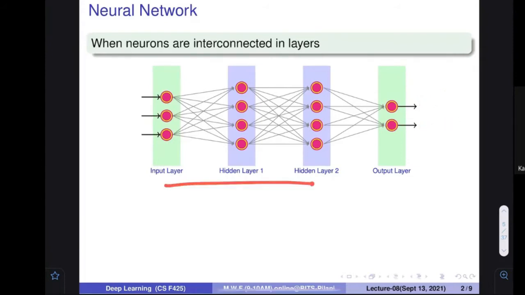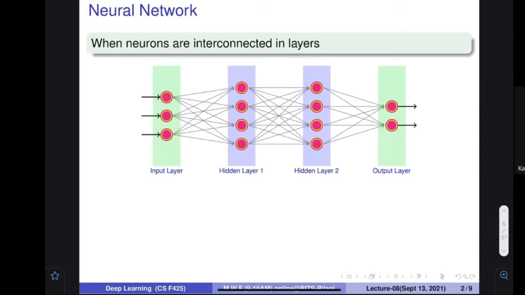A lot of questions would come to your mind: why I have put two layers only, why not 3, 4, 5, 6? Why I have put 4 over here, why not 5, why not 3? Same question over here, why 4? Why can't I change this thing?